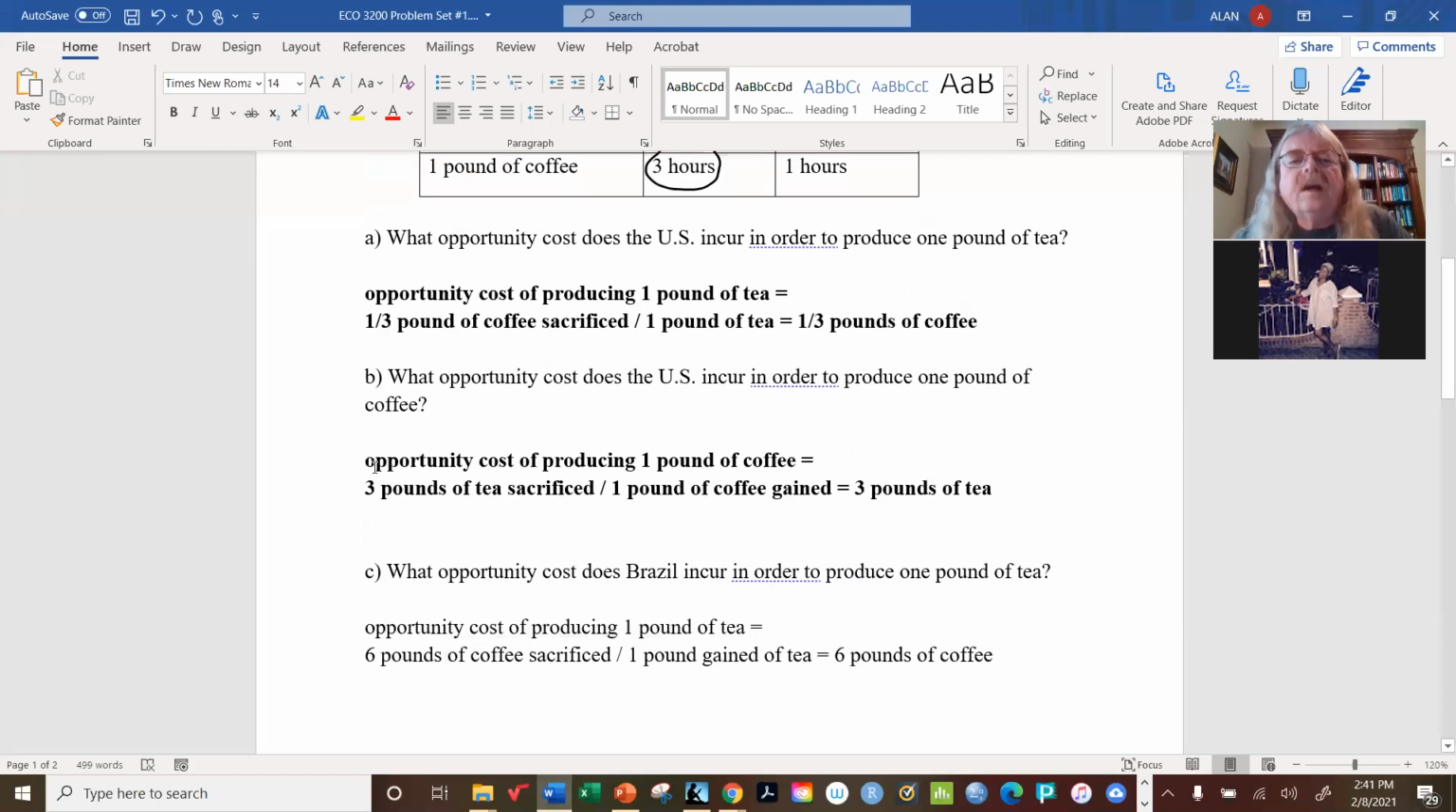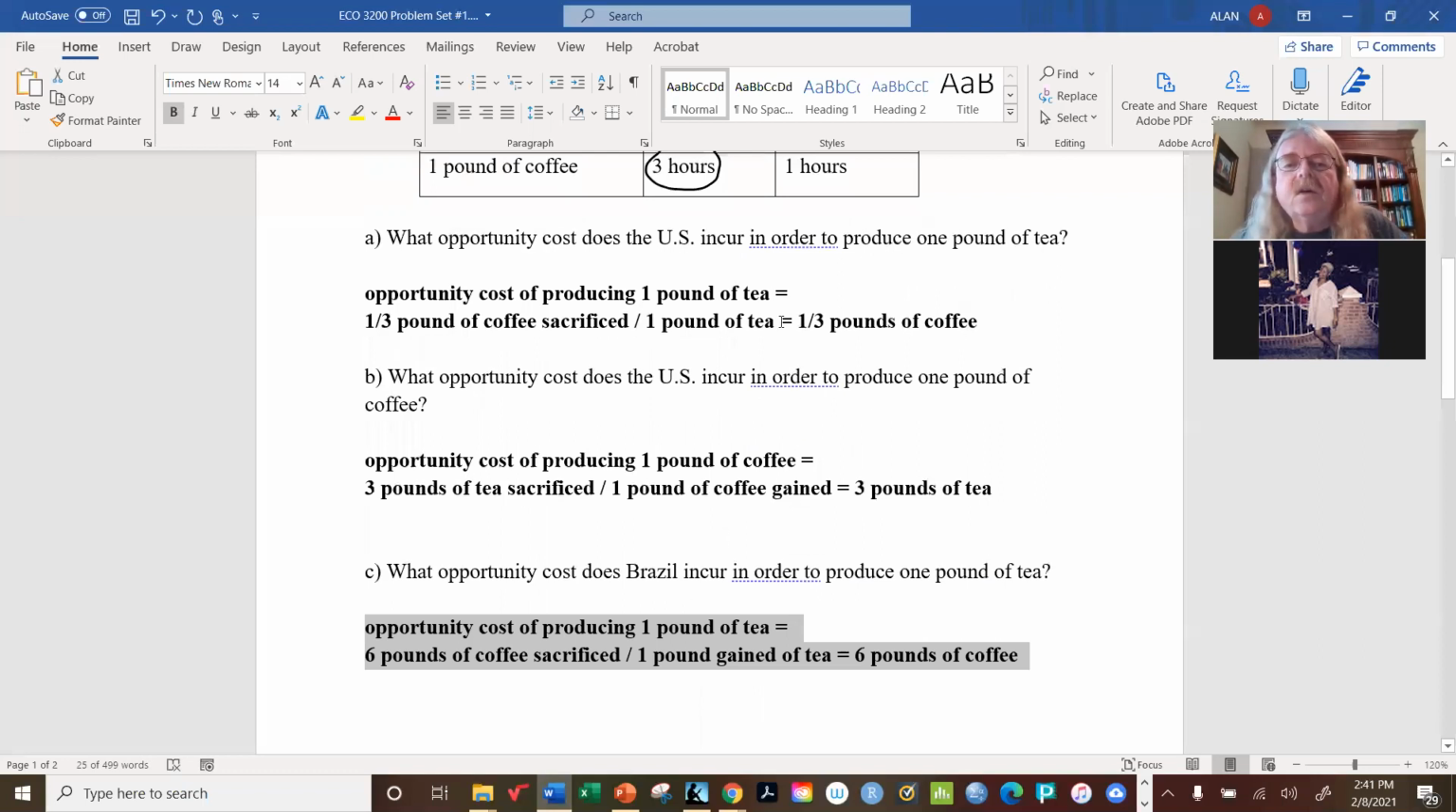Okay. So already you can see that as far as opportunity costs are concerned, in the US, the tea only costs 1/3 of a pound of coffee. And in Brazil, it costs 6 pounds of coffee, which means it's pretty clear that the US has the comparative advantage in the tea, because we have to sacrifice less coffee to make it.